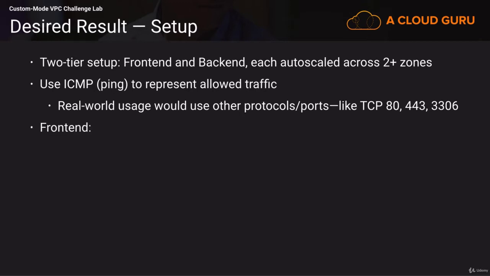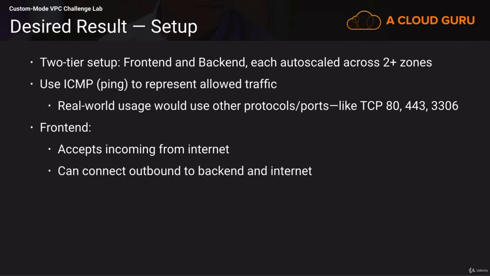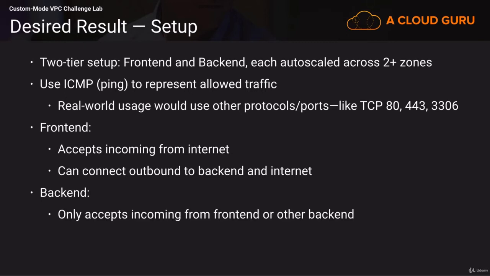Now, for your front-end tier, I want it to be able to accept incoming requests from the internet, meaning you should be able to ping those instances. And I want it to be able to connect outbound to the internet and also connect to the back end. The back end, however, should not accept incoming requests from the internet. It should only accept those incoming requests from the front end or from other back end instances.